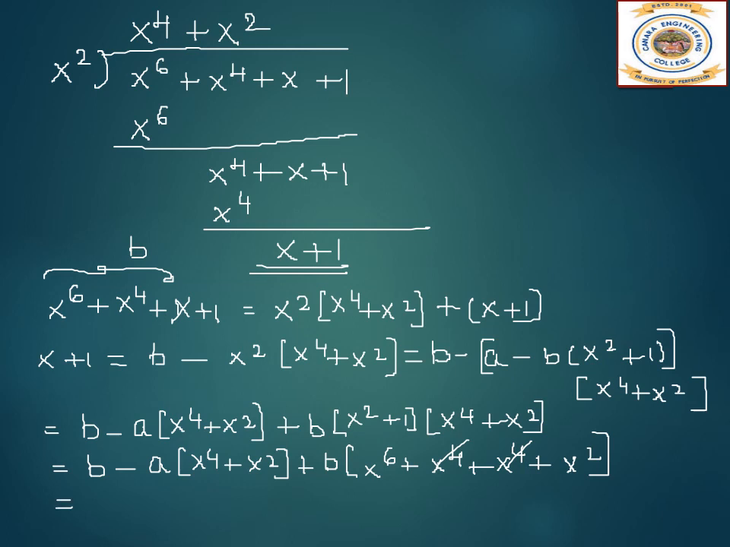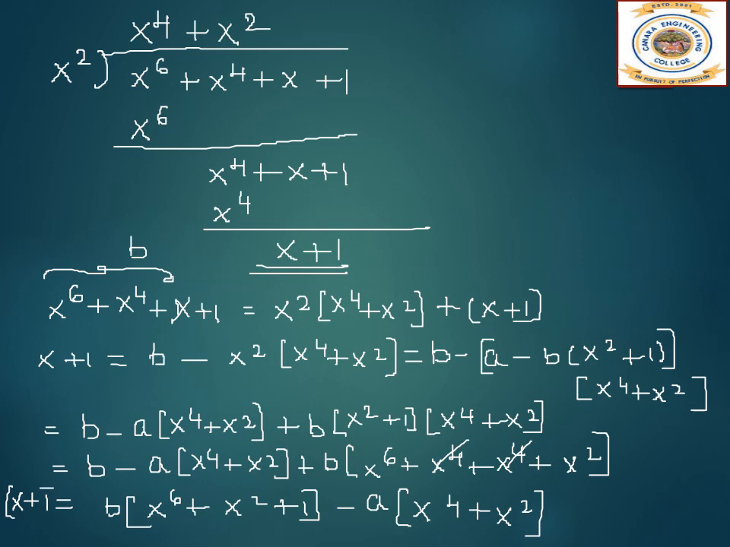Okay. So finally what do we get? We take the common terms together, x to the power 6 plus x square plus 1 minus a into x to the power 4 plus x square. So what is this? So x plus 1 is equal to b into x to the power 6 plus x square plus 1 minus a into x to the power 4 plus x square. So we'll continue with the next step.